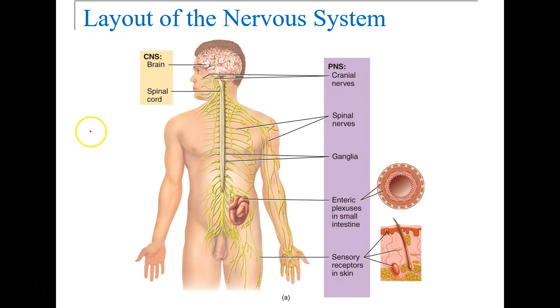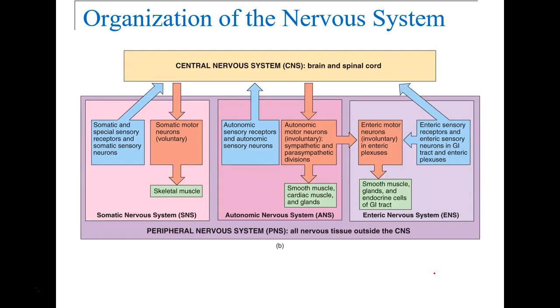We have 2 main divisions, the central nervous system, or CNS, and the peripheral nervous system, or PNS. As you can see, the central nervous system consists only of the brain and spinal cord, whereas in the peripheral we have cranial nerves, spinal nerves, ganglia, enteric plexuses in the small intestines, and sensory receptors in the skin.